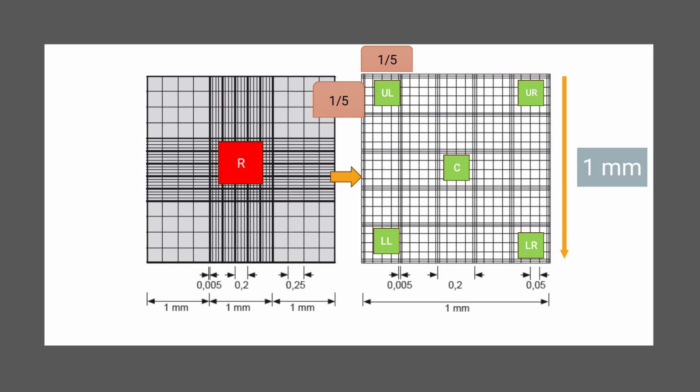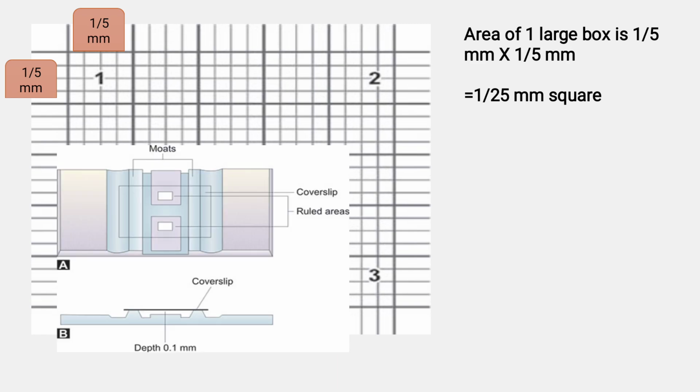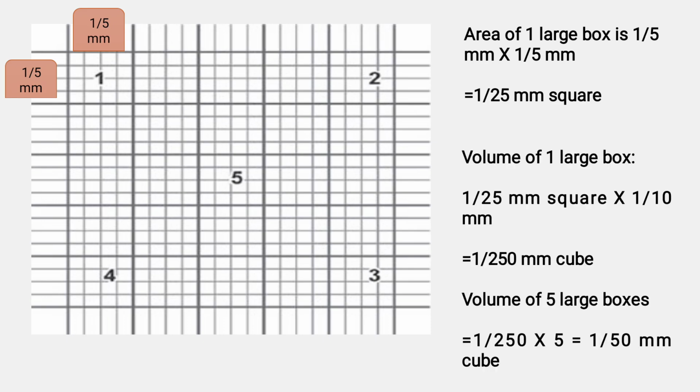So now we consider the upper left. We know the area of the upper left is 1/5 into 1/5, that is equal to 1/25 square millimeter. And it is made in such a way that the depth is 0.1 millimeter or 1/10. So the volume of one large square is 1/25 square millimeter into 1/10 millimeter, that is, the volume of one large box will be 1/250 cubic millimeter.